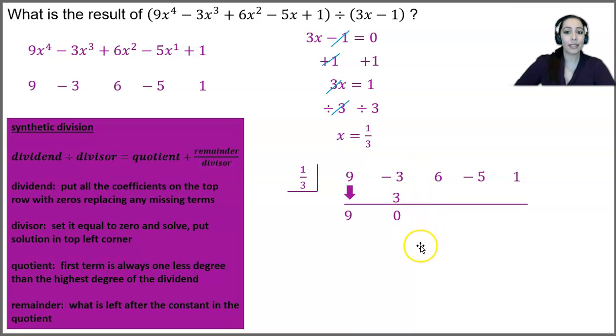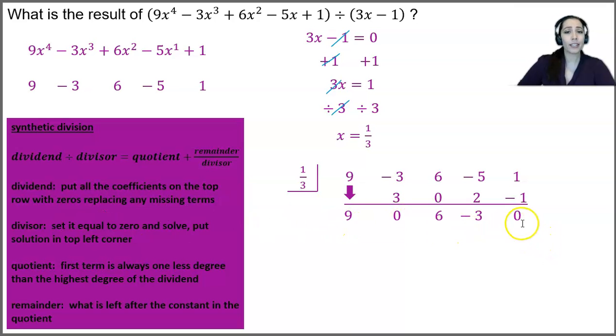-3 plus 3 is 0. Then we repeat this whole process. 0 times 1/3 is 0, so we're going to put a 0 under the next coefficient. 6 plus 0 is 6. Then we're going to take this 6 on the bottom and multiply it by what's in the box. 6 times 1/3 is 2. And then we're going to add it underneath the next coefficient. -5 plus 2 is a -3. -3 times 1/3 is a -1. 1 plus -1 is 0.